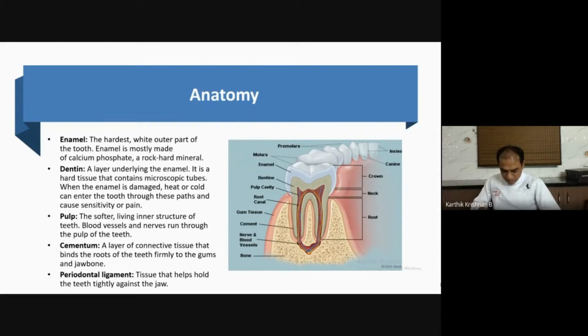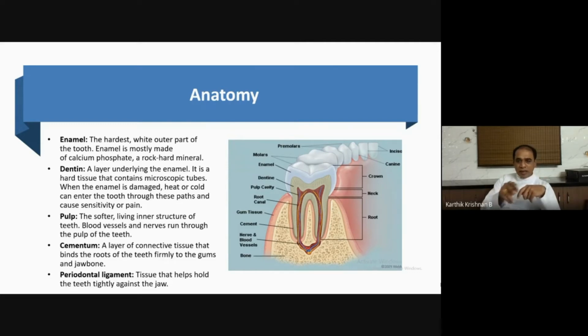That's because the enamel doesn't have the nerve supply. The nerve endings are not there in the enamel. They are there in the dentine. So only where there are nerve endings will you feel the pain and sensitivity.